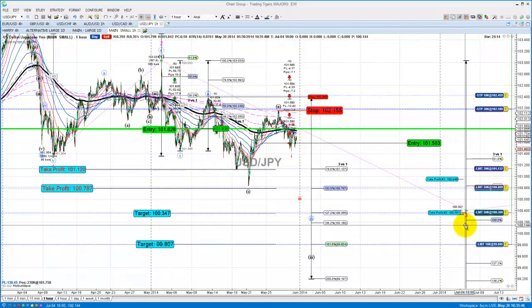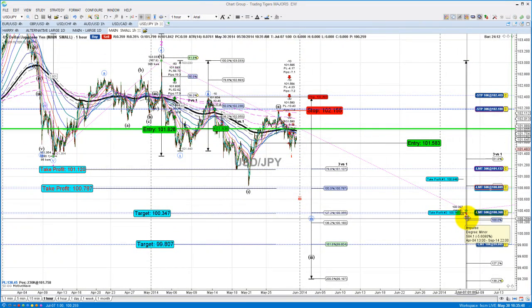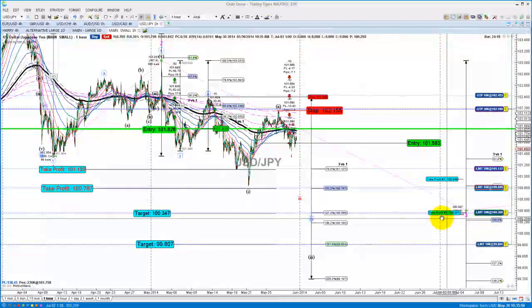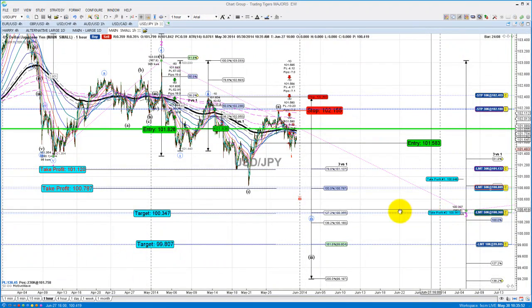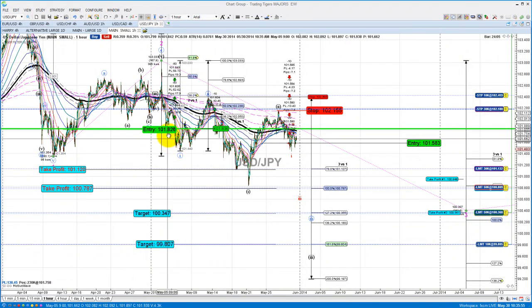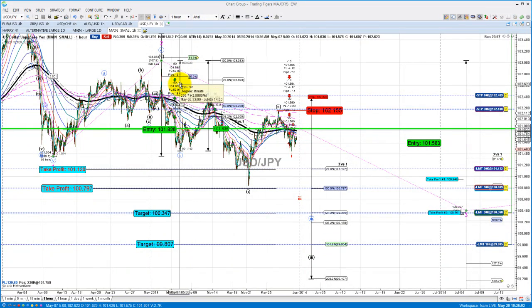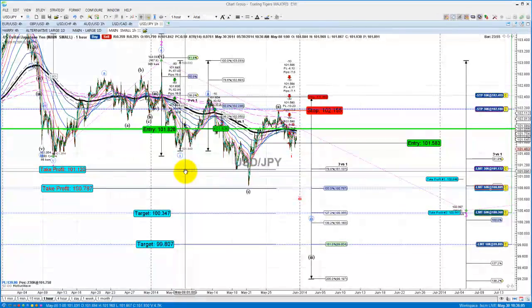Yep, so we put the wave 3 down here, and that's a 100% move. So what we're actually trading, we got a couple of trades kicked in at 101.820, and they're all in profit right now. 16 pips, 18 pips, 19 pips, all targeting various different levels.